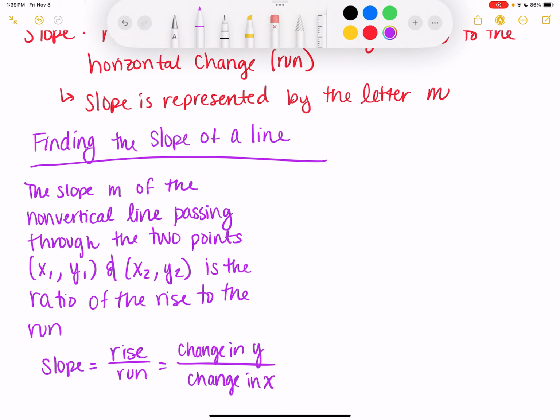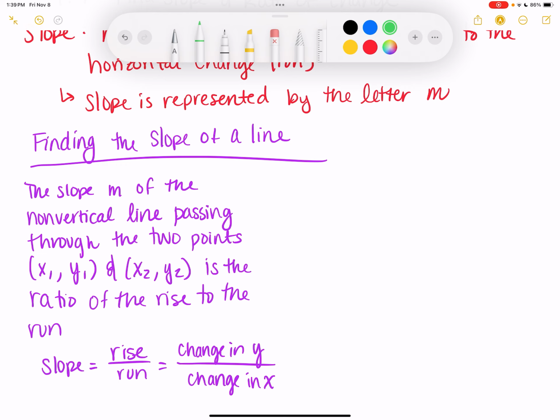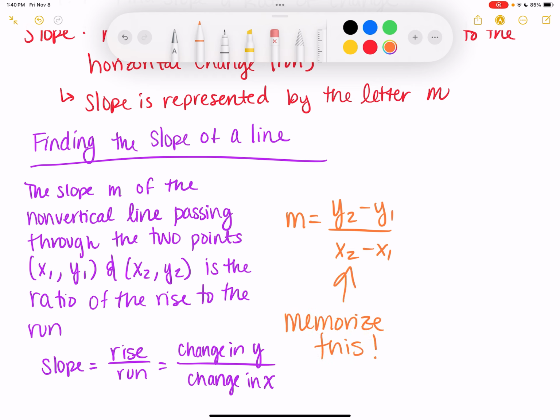In symbols, in this formula that you have to memorize, M equals y2 minus y1 over x2 minus x1. I would write somewhere in big letters, memorize this. You will need this always and forever from here on out in math class.